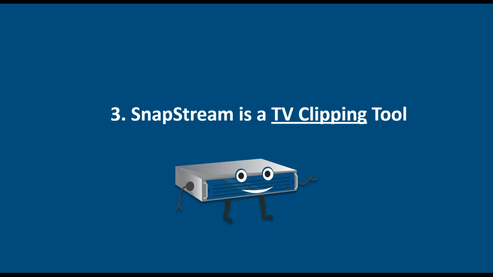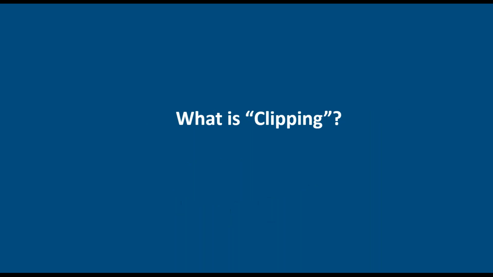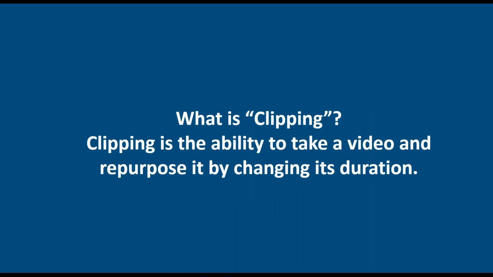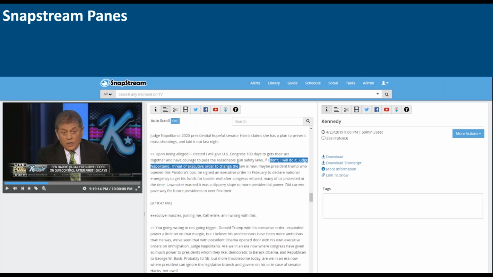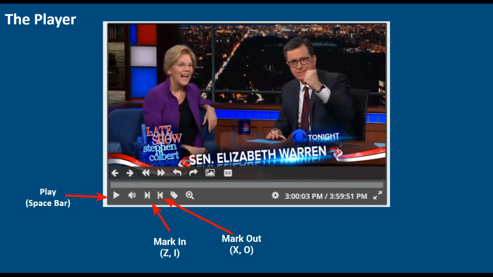Next, let's talk about how SnapStream is a clipping tool. So what is clipping? That word might be kind of new to some people. Clipping is the ability to take a large video and repurpose it by changing its duration. So for example, if you have a 30-minute television program, you can clip out a 10-second clip or even just a screenshot and send that to a producer, an editor, or social media. Let's go back to the player and take a look at how we do that.